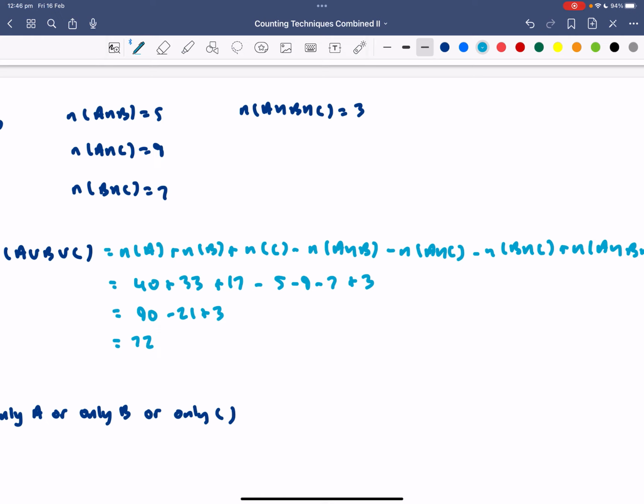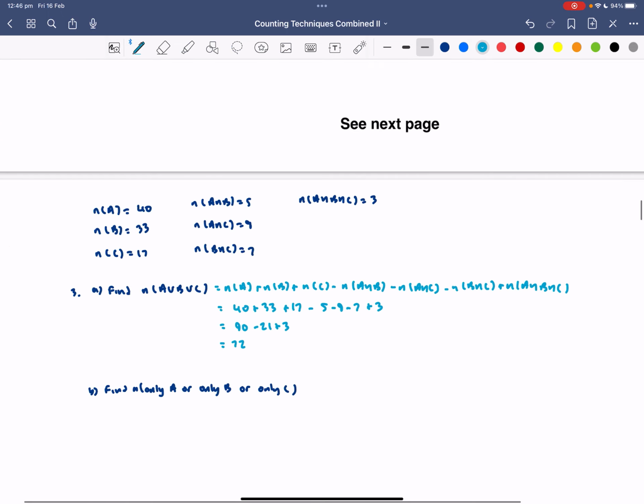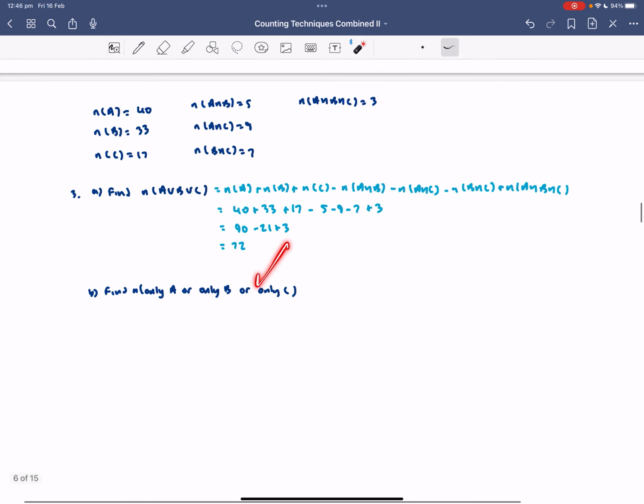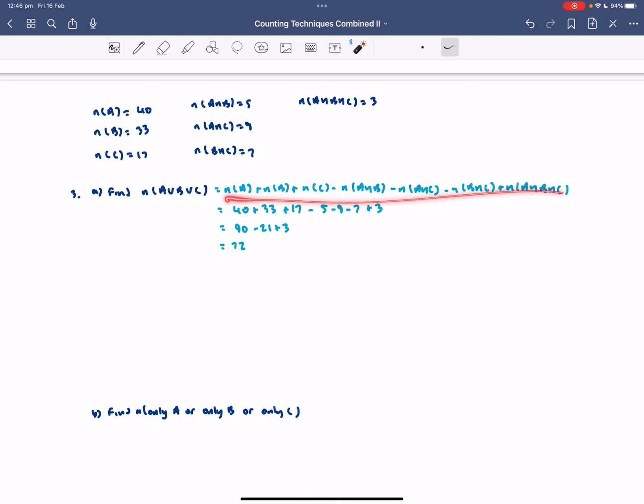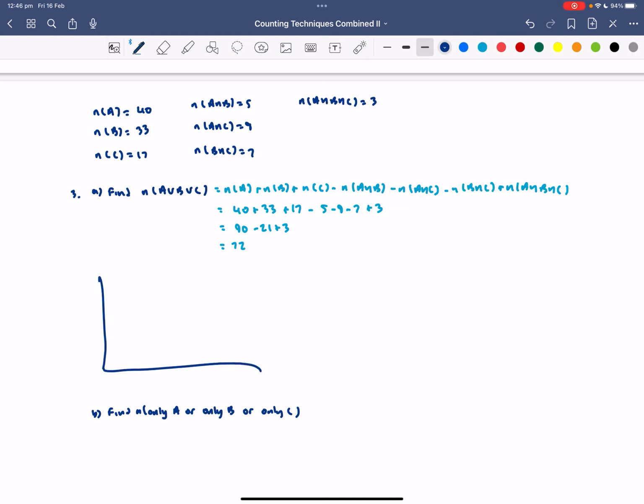Perfect. Now, what we also need to be comfortable doing is this next question. Do we have a formula for the number that are in A or only B or only C? Now, to understand this, you need to understand the basis behind the formulas. So what is the basis behind this first formula? Let's draw a Venn diagram so we can see the basis behind this formula.